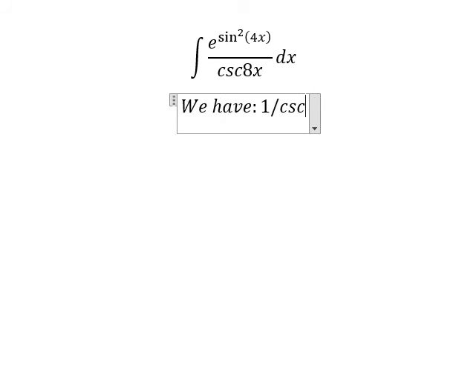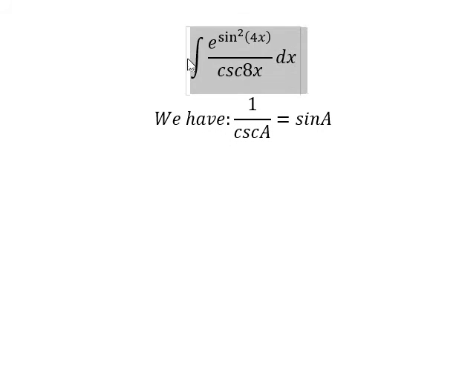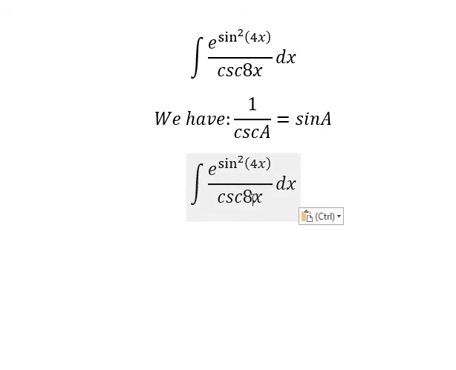Hello everybody, so today I want to talk about calculus, the topic that is about integration. So now I want to show you how to answer. We have the formula in here. So we need to transform this one into this one.